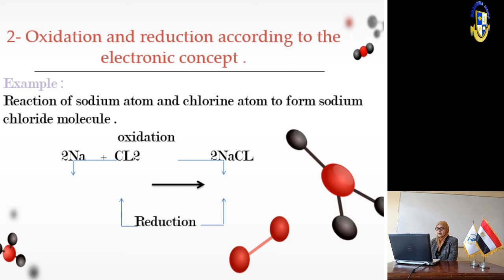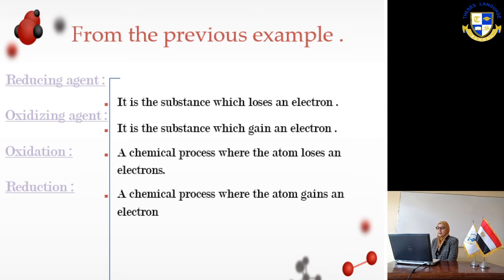Slide number 17. From this example, we can say that a reducing agent is a substance which loses an electron, and an oxidizing agent is a substance which gains an electron. Oxidation is a chemical process where an atom loses an electron, and reduction is a chemical process where an atom gains an electron.